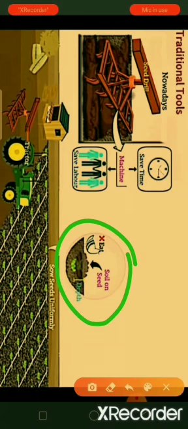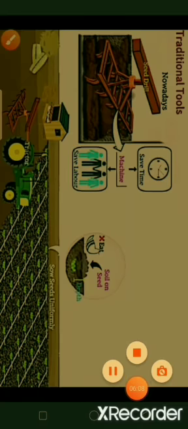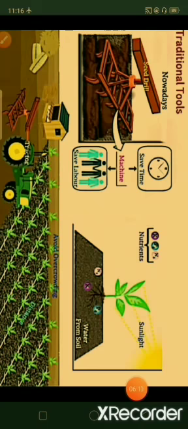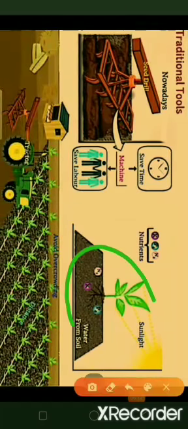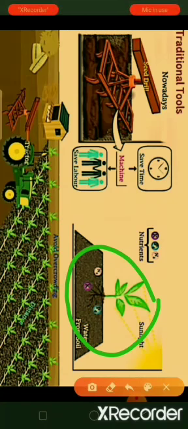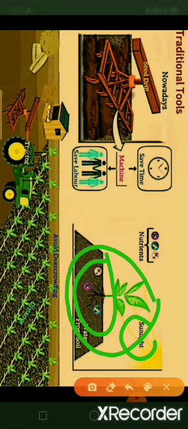Because of the use of machines, what happens? It saves labor as well as time. Now, keeping distance helps all the plants to grow properly, because it avoids overcrowding, and each plant gets enough sunlight and the nutrients that are needed by the crop.